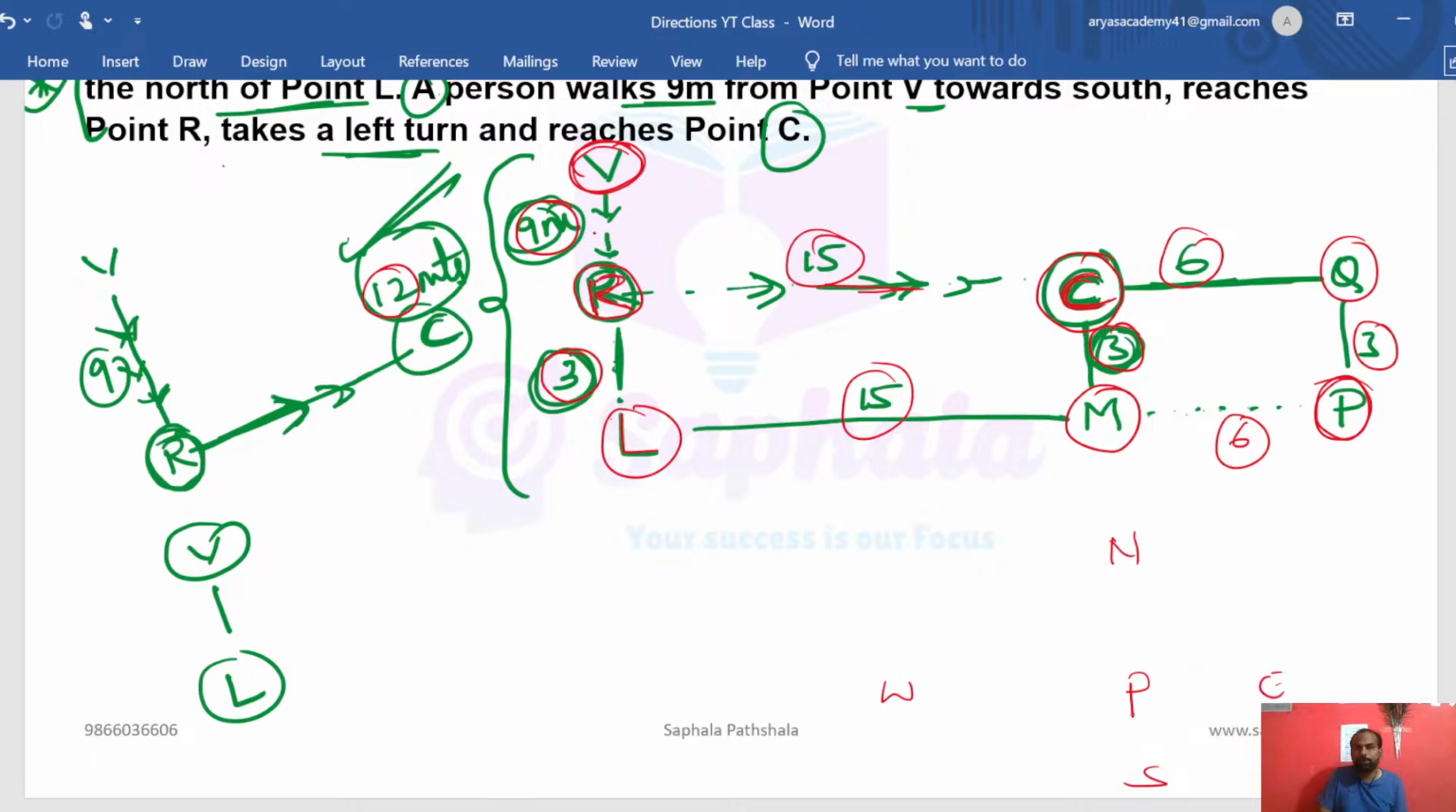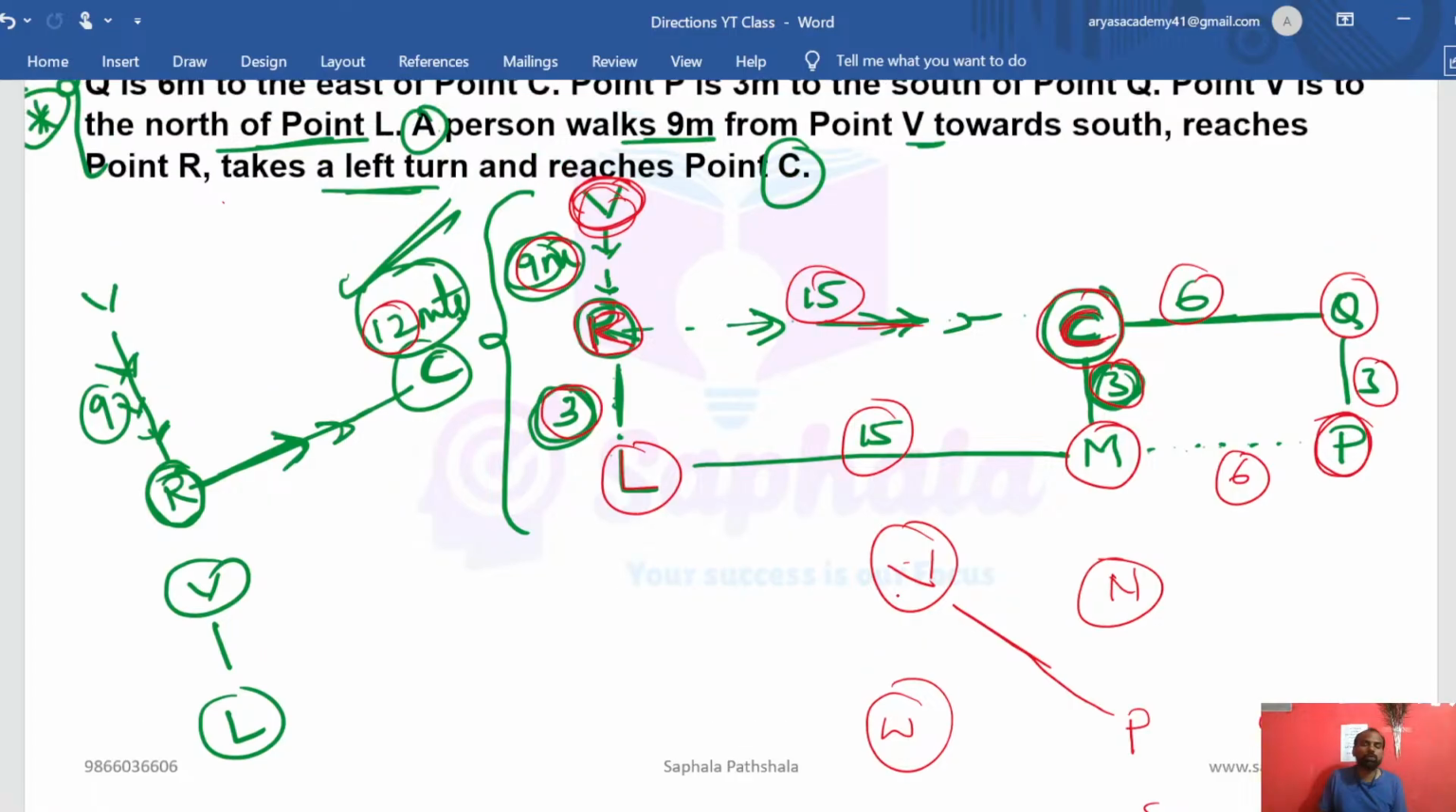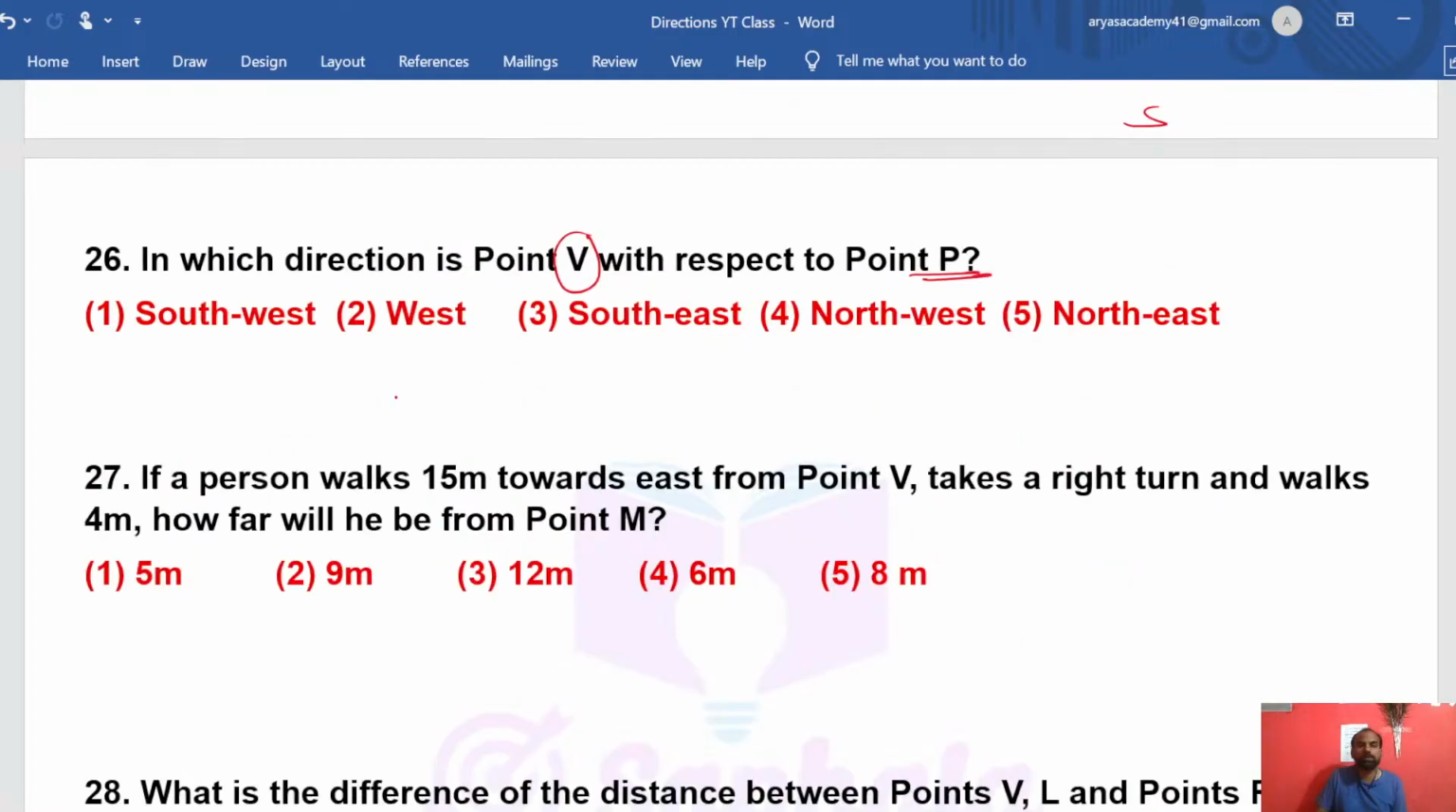But V is somewhere here, no? Means V is located over here. From P, V is in this direction. So it is between west and north. So what would be the answer? Probable answer is obviously northwest. So answer is option 4.